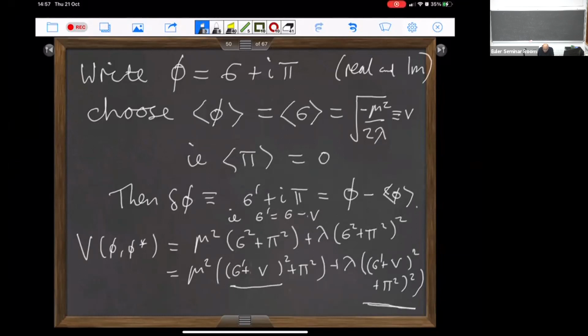Oh, there's a typo here, sorry. What have I done here? Oh yeah, just a sec. I'll just rewrite this more carefully. So we expand out the two sets of terms.